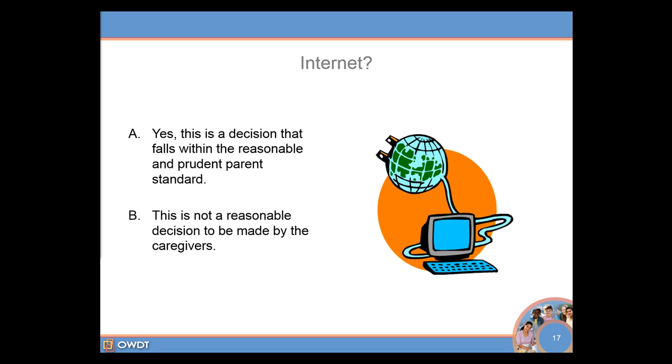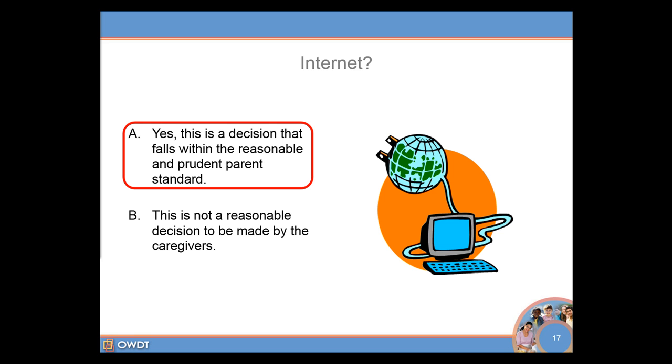Kevin, 14, wants to use his laptop to connect to the foster family's internet for checking his email, social media, and general internet use. Can the foster parents allow Kevin to use the internet? A. Yes, this is a decision that falls within the reasonable and prudent parent standard. Or B. This is not a reasonable decision to be made by the caregivers.